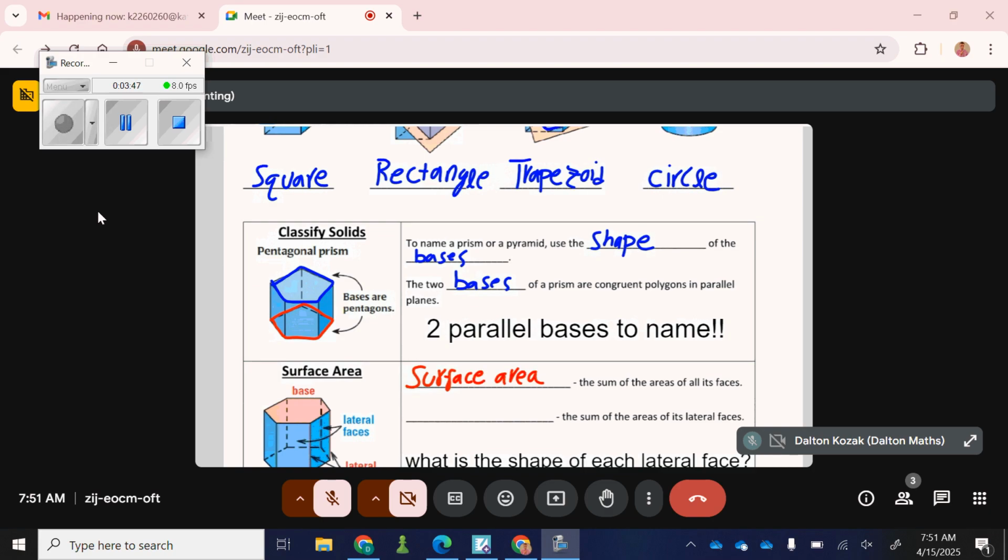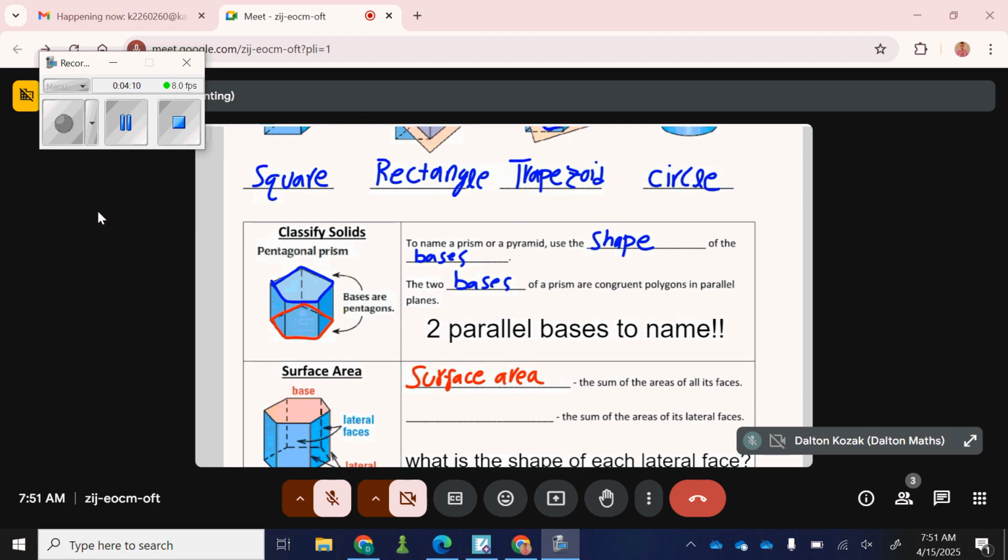Surface area is the sum of the area of all the faces. So every single shape you see on the 3D shape, you basically find the area of all of those shapes individually, add it all up, and that's the surface area of the shape.